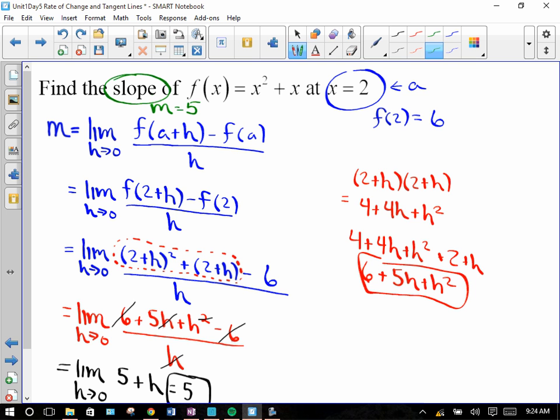Now, you might be wondering, how in the heck do I know that's right? Well, there's this nice little thing called a calculator that you guys know about.